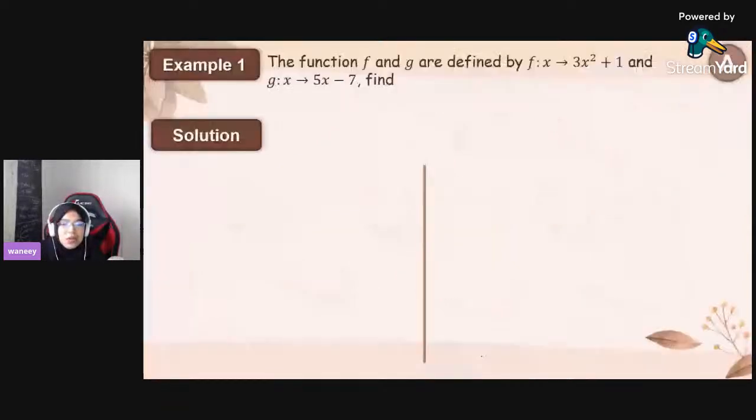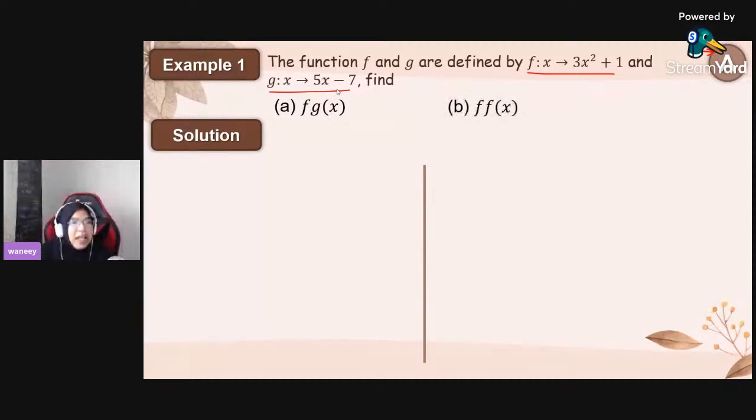Okay, next. Right, so this is case A. Very straightforward, case A. The functions f and g are defined by, so we are given fx. Fx is 3x squared plus 1 and gx is 5x minus 7. And they want us to find out fgx and then ffx. Okay, so firstly, let us refer to fgx.